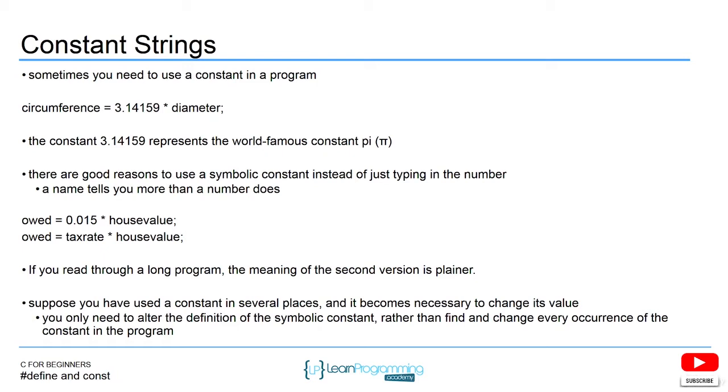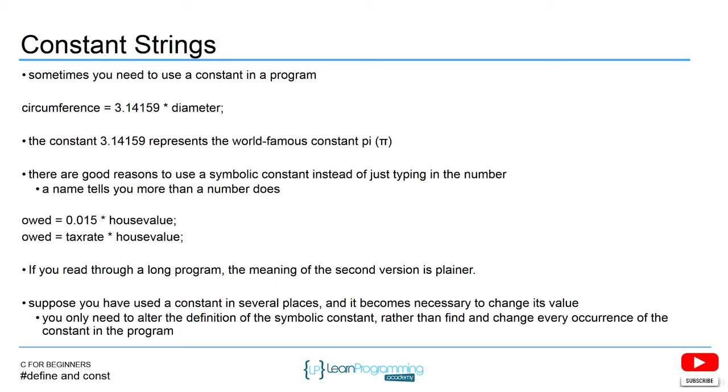Suppose you have used a constant in several places and it becomes necessary to change its value. You would have to go and change that value everywhere in the program, as opposed to just changing it in one spot where you define that constant. I talked about this earlier when I used the term magic numbers. That's what this is referred to.